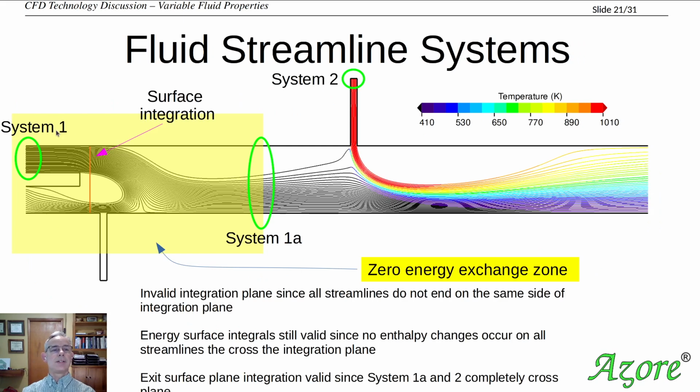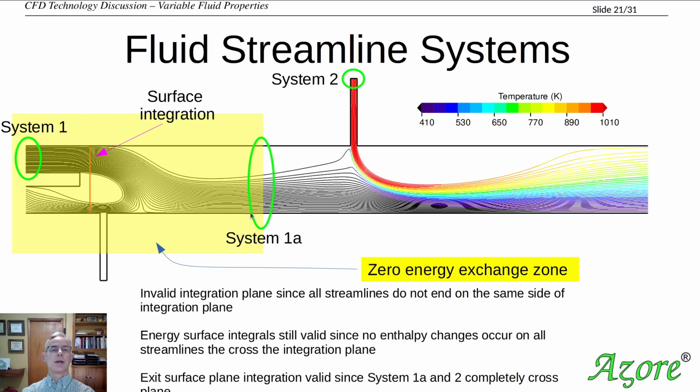In general, we have a split system, and it could be viewed as, from a strict standpoint, an invalid integration plane, but there's really no energy transfer that happens back in this zone, so the integration at this location actually remains valid. But now we have to think about how our integration plane matters here, because we have two systems.